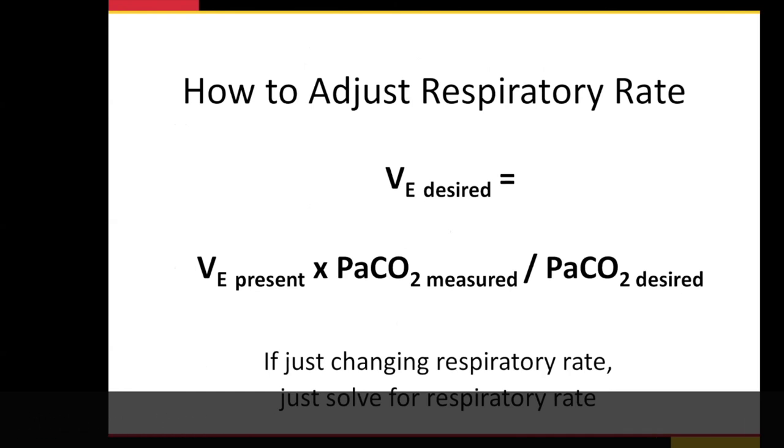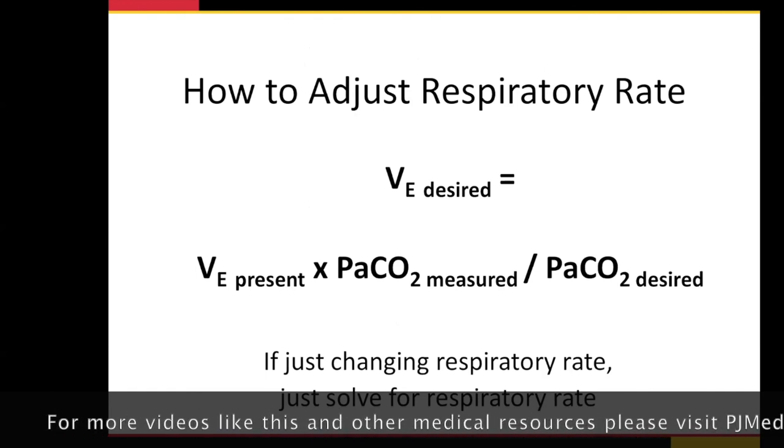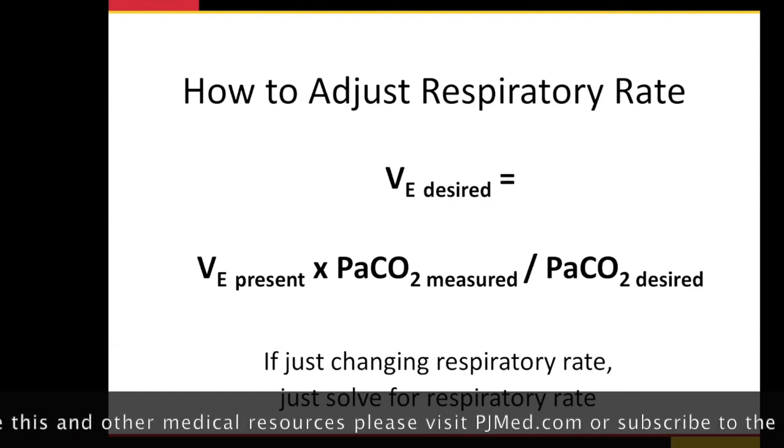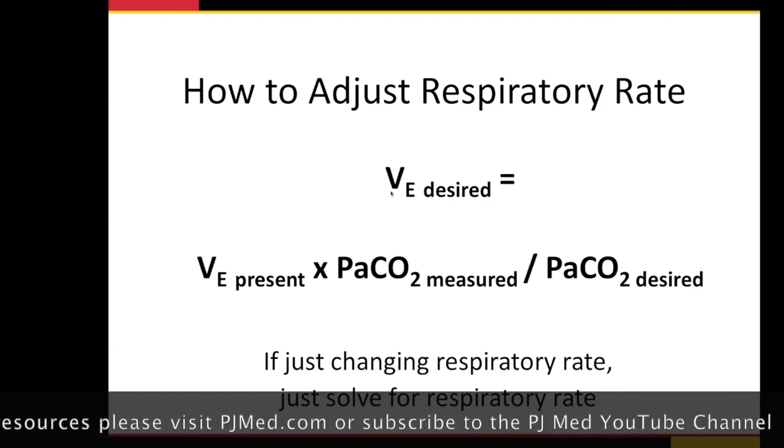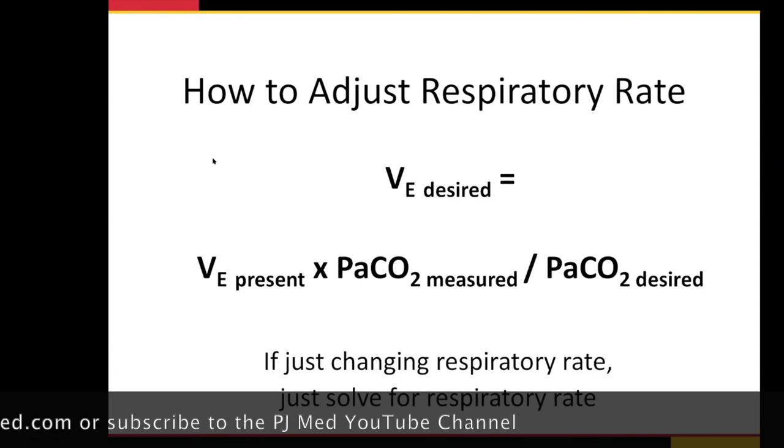What changes is, let's say you put the patient on the ventilator and their CO2 is 60, it's high. We want that to be 40, 45. You want to drive that CO2 down. You need more ventilation. The answer is not to go up on the tidal volume. The answer is to increase the respiratory rate.